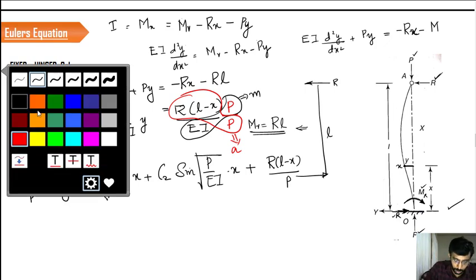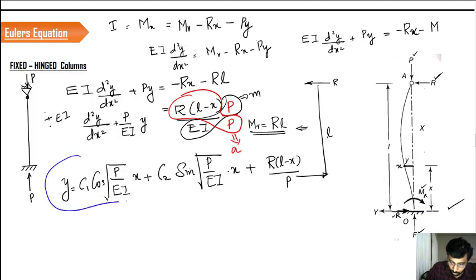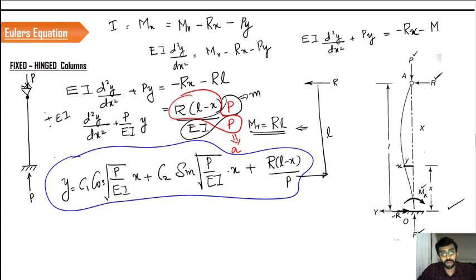Now the question is, how will you find the constant values? And the question is, how will you find the values of C1 and C2? To do that, you need the boundary conditions. So what is the first boundary condition? Boundary condition 1. What is that? At x is equal to 0, dy by dx is equal to 0.